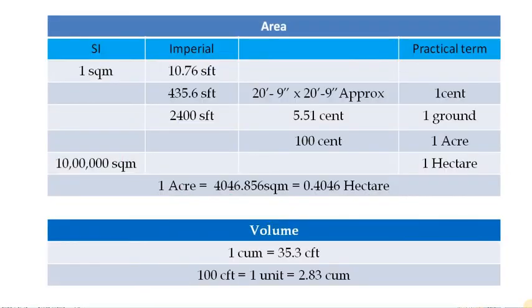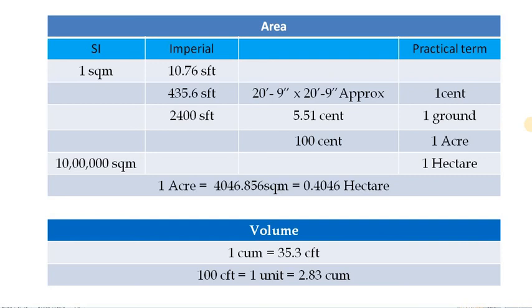Now let us see this table. Here we can see some practical units. 1 cent is 435.6 square feet. So normally, if we want to buy a land, we will ask how many cent it is, how many square feet it is. If it is expressed in square feet, then if we divide this square feet by 435 square feet, we will get how many cent it is.